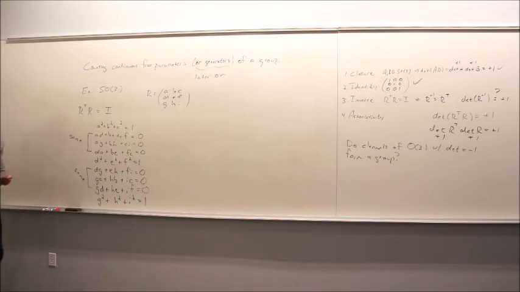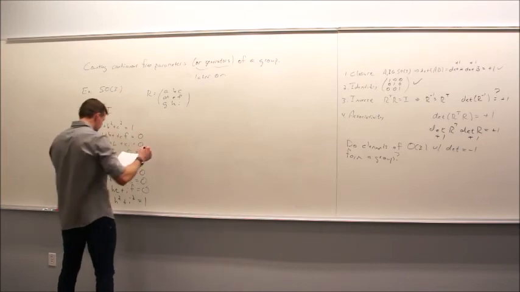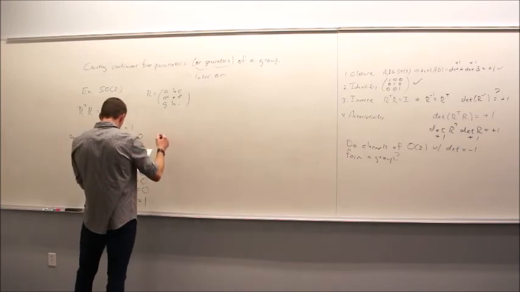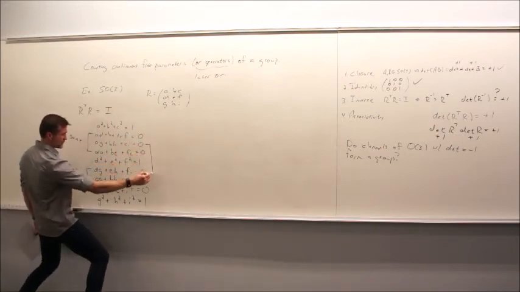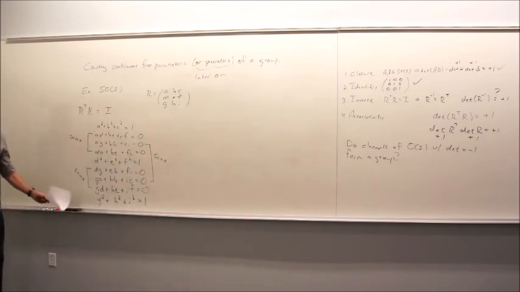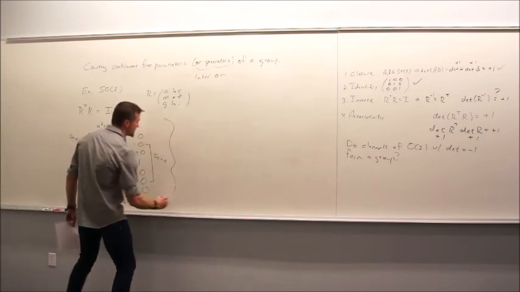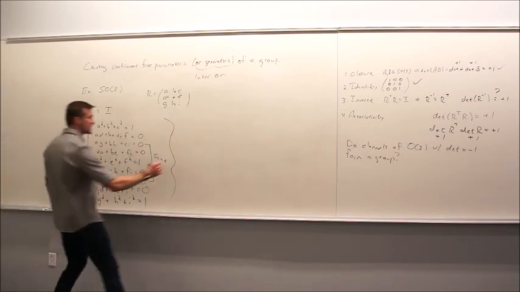Okay? So of these, oh yeah, and same. Okay, so how many independent equations does this actually represent? 6. Okay, so this is 6 equations.